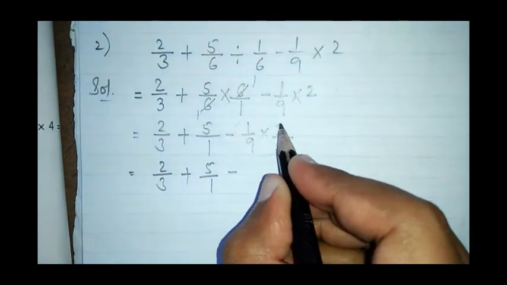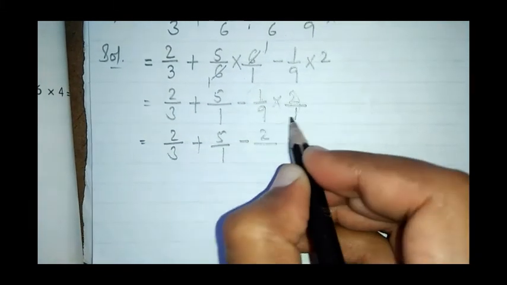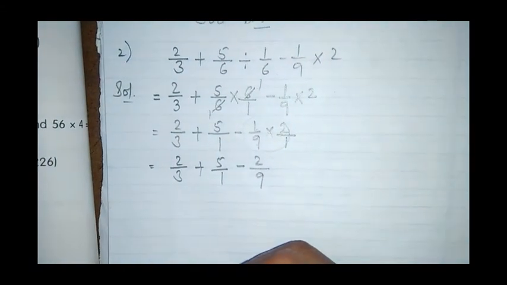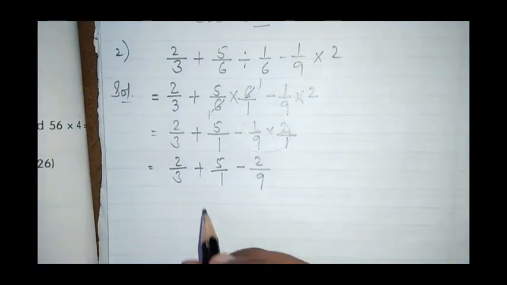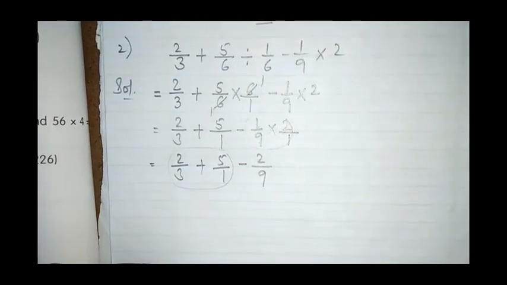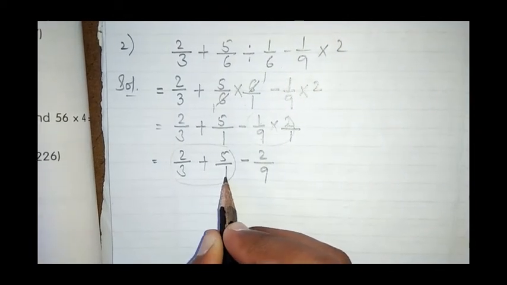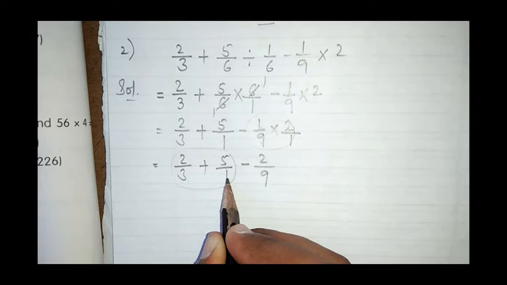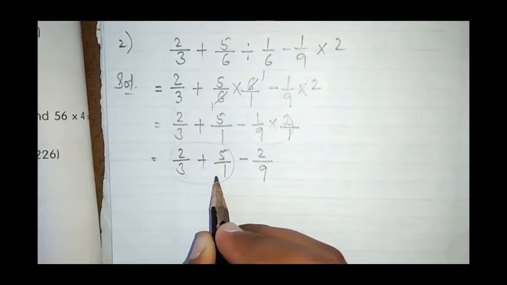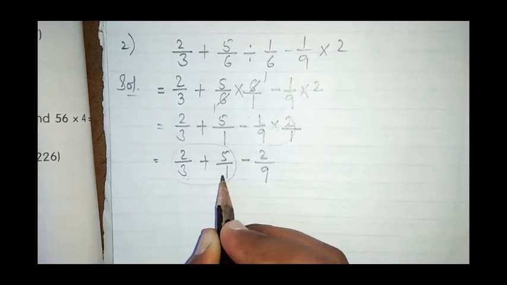Nothing can be reduced in these two fractions. So 1 into 2, 2 and 9 into 1, 9. Okay. After multiplication comes the turn of addition. Okay. Now addition is between these two numbers. But you can see that these two fractions are unlike. So we cannot add the two fractions when they are unlike. We have to make them like by taking the LCM of the denominators. Now children, the LCM of 3 and 1 is simply 3.